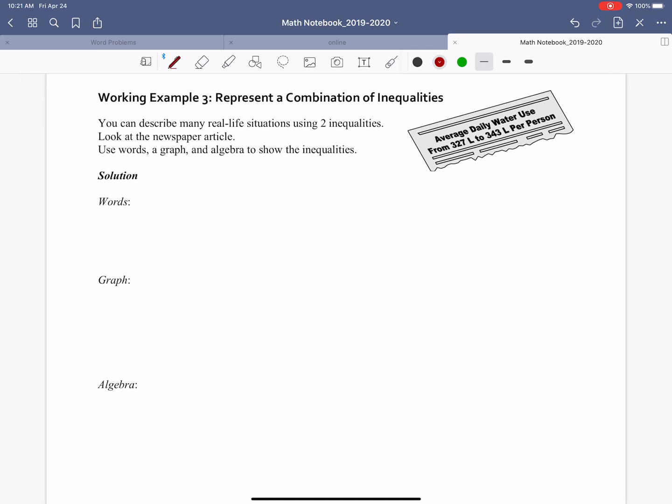Okay, working example 3, represent a combination of inequalities. You can describe many real-life situations using 2 inequalities. Before doing this question, I'm going to give you an example.